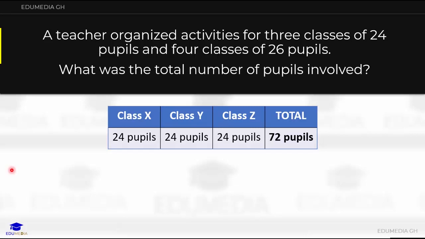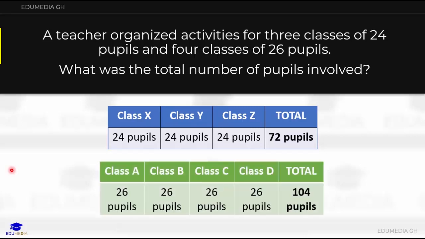The next aspect of the question is the second category, that is 4 classes of 26 pupils. So what we have here is class A having 26 pupils, class B having 26 pupils, class C having 26 pupils, and class D having 26 pupils. Putting all these together, we get 104 pupils. So we have the first aspect, dealing with 3 classes, each of them having 24 pupils, and the second part dealing with 4 classes, each of them having 26 pupils.